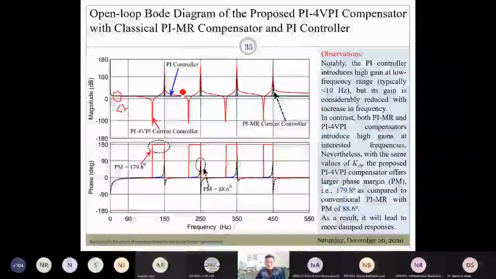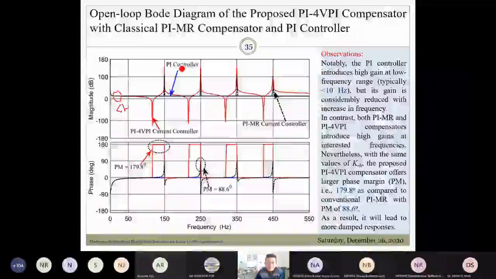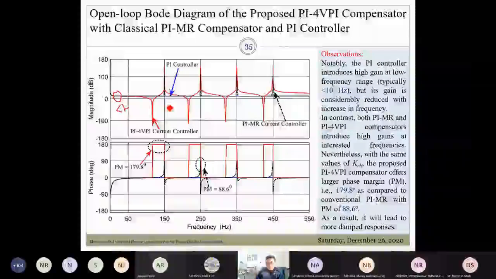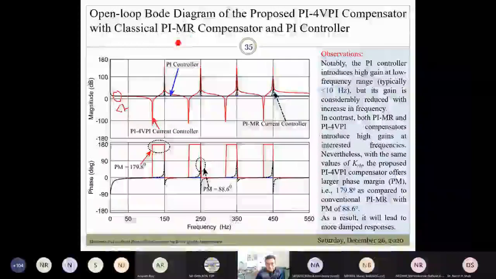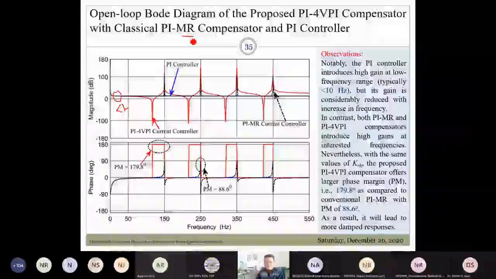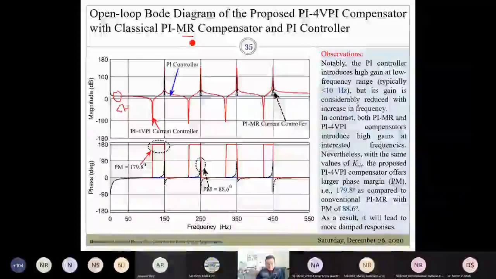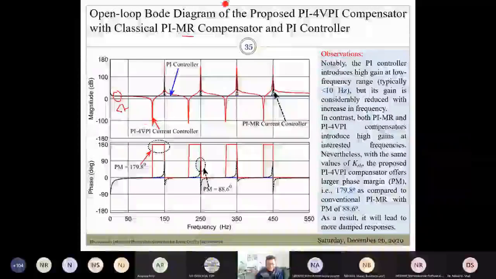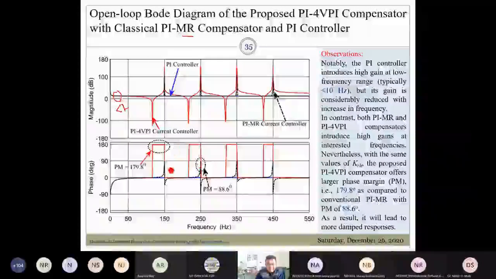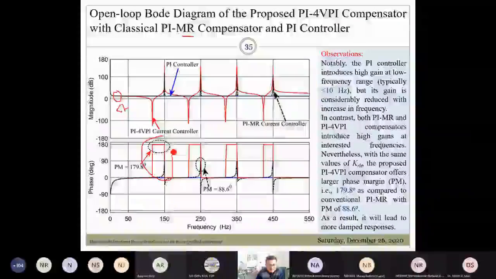As I mentioned, we had to switch from PI to PI-MR. But again, what is the problem with the PI-MR controller? That is a multi-resonant controller, which is nothing but the number of frequencies of interest being tuned at certain frequencies. See here, I have presented the damped responses.